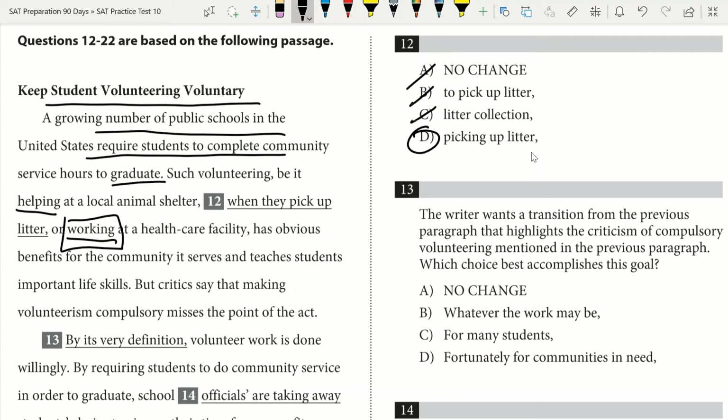Okay, I talked about parallelism yesterday or the day before, right? Anytime we see a list and there are verbs in the list, always look for parallelism. In this case, we see we have it with picking up, right? The -ing verbs. So the answer for number 12 is going to be D.